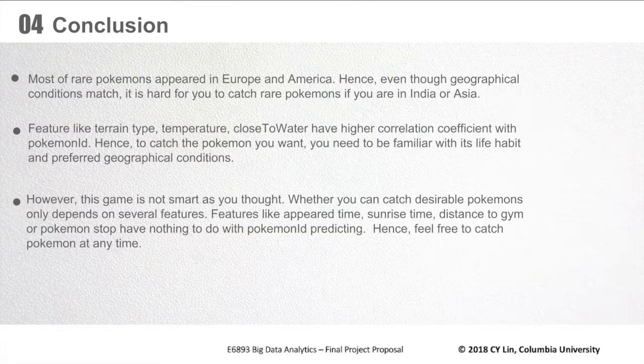After data processing, we got some interesting conclusions. First, most of the rare Pokemon appeared in Europe and America. Hence, even though geographical conditions match, it's hard for you to catch rare Pokemon if you're in India or Asia. Features like stereotype and temperature close to water have a higher correlation coefficient with Pokemon ID. Hence, to catch the Pokemon you want, you need to be familiar with its life habits and preferred geographical conditions.